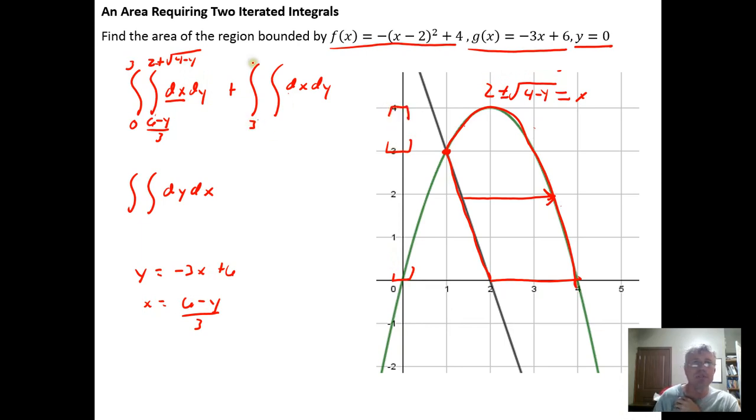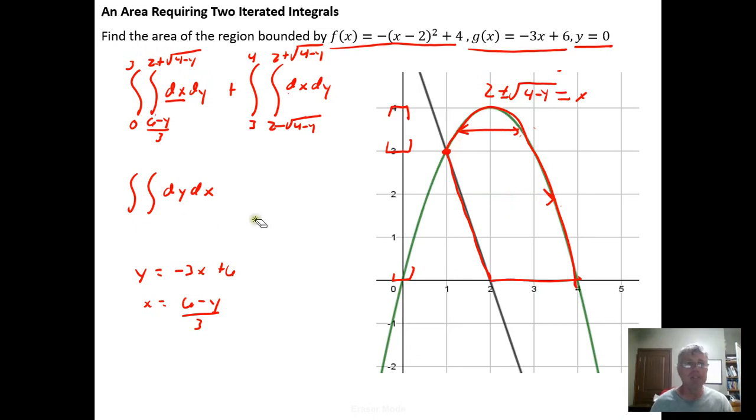So from 3 to 4 on the outer interval where my dy's are, I'm moving left to right, being controlled on the left by 2 minus the square root of 4 minus y, and on the right hand side by 2 plus the square root of 4 minus y. So I have to set up the two iterated integrals to calculate the area of that interior region.